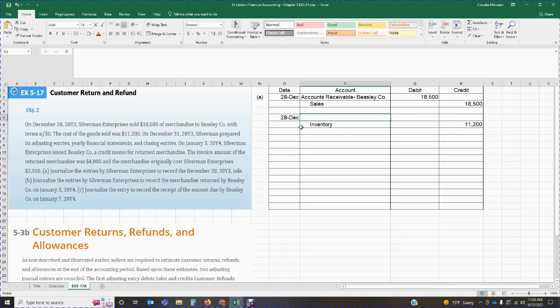Now my expenses are going to increase. We have our cost of goods sold. This means we're going to expense the amount of goods that we just sold. It's an expense to us. This is how much we had to pay in order to receive the goods so we can resell them. My cost of goods sold is an expense account. Expense accounts always have a normal balance of a debit, for the amount of $11,200.